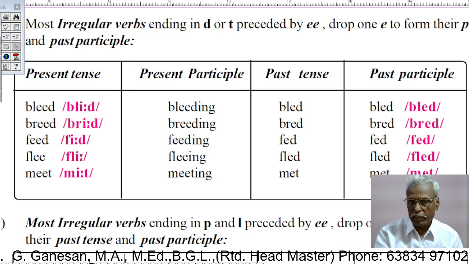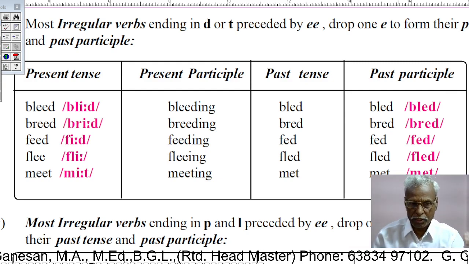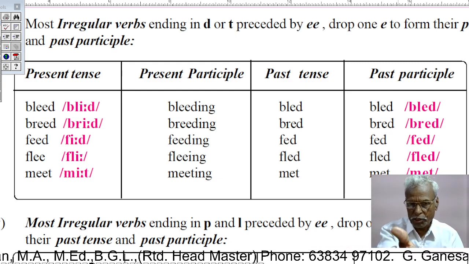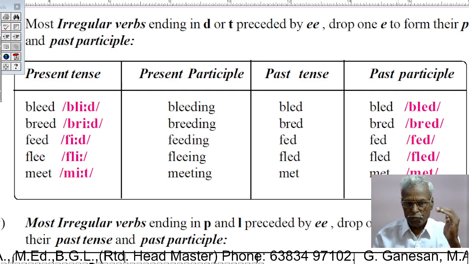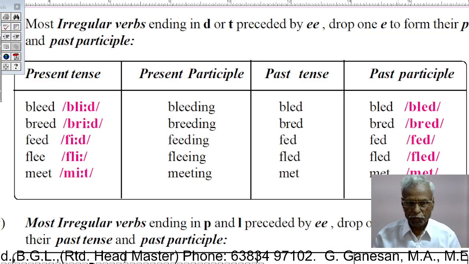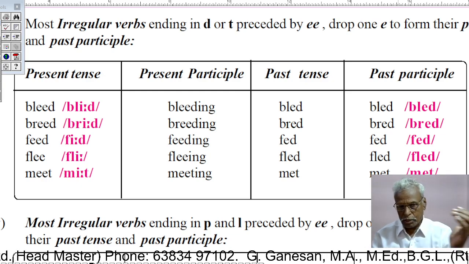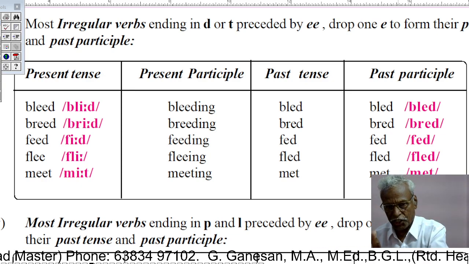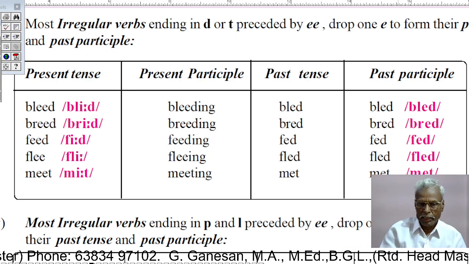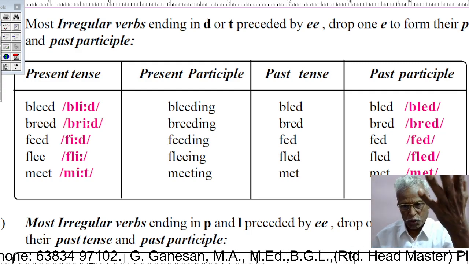But here, flee: there is no D, yet there are two E's. Flee, because this verb follows this kind of rule. Flee, fled, fled. Meet, met, met. Verbs having two E's followed by D or T drop one E and form their past tense and past participle.